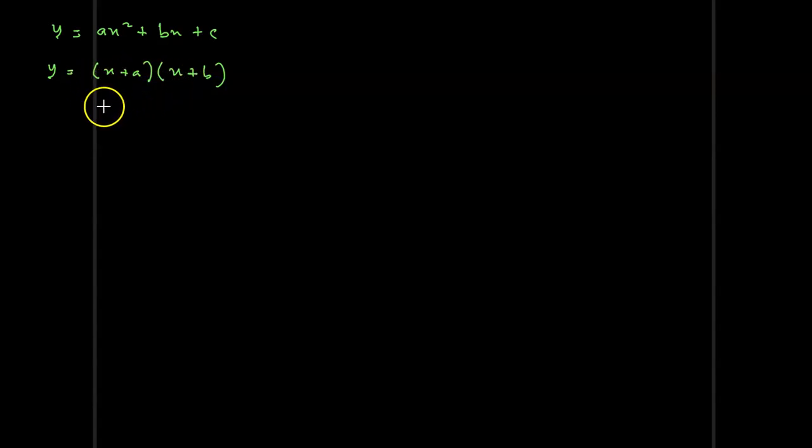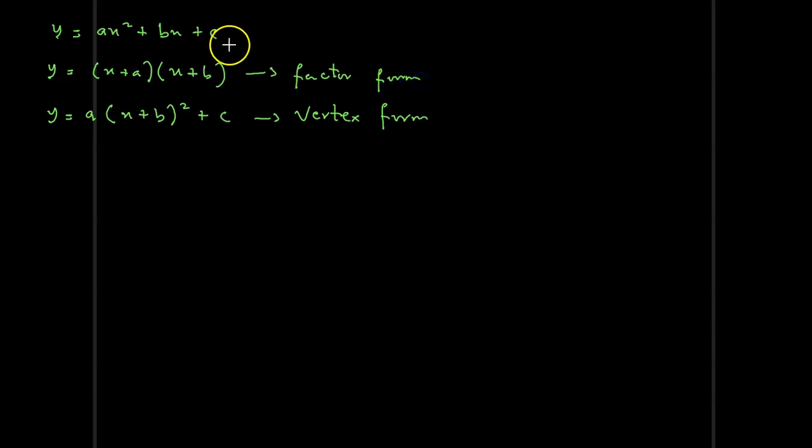Then for today's lesson, we want to change the standard form and write it in the vertex form. And the vertex form is always given as y equal to a into bracket x plus, let's say, b all squared, then plus c. That is the vertex form. And that is a factor form. And then that is the standard form.